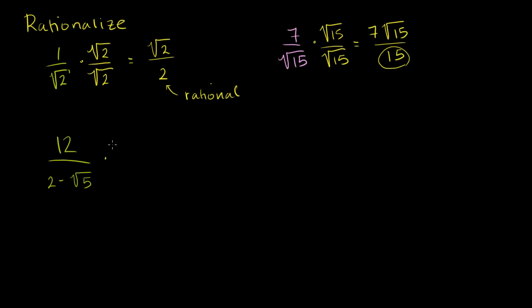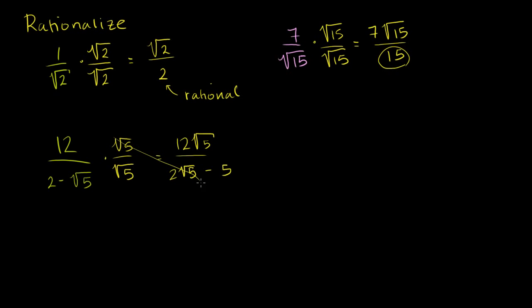Just to show you it won't work. If I multiply by square root of 5 over square root of 5, the numerator is going to be 12 times the square root of 5. The denominator, we have to distribute this, is going to be 2 times the square root of 5 minus the square root of 5 times the square root of 5, which is 5. So you see, in this situation, it didn't help us. Because although this part became rational, became a 5, this part is still irrational, 2 times the square root of 5.